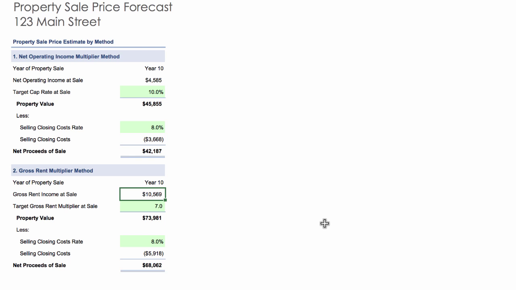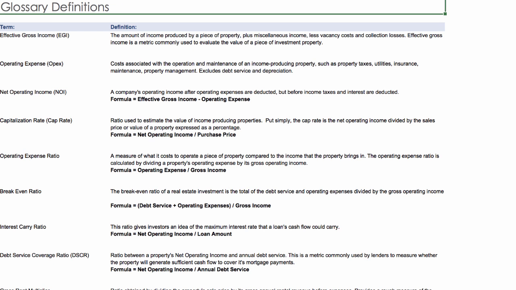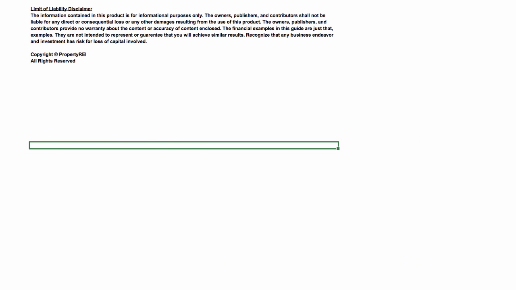This just does a really good job of laying out what those numbers are going to look like, if that's something you're concerned about. And then again, the next page is this glossary, and then that's pretty much it.